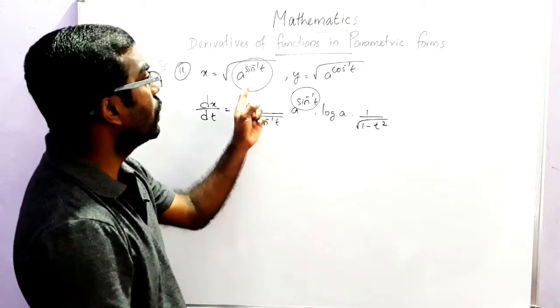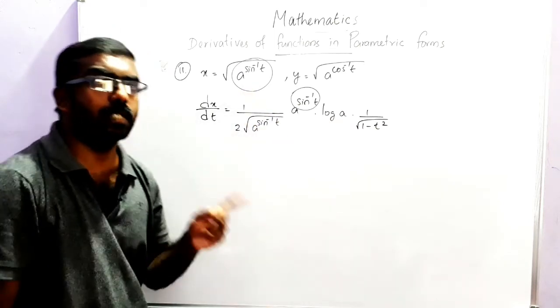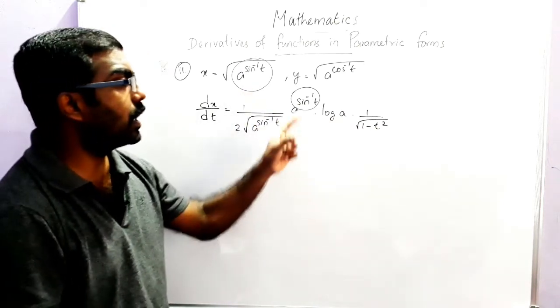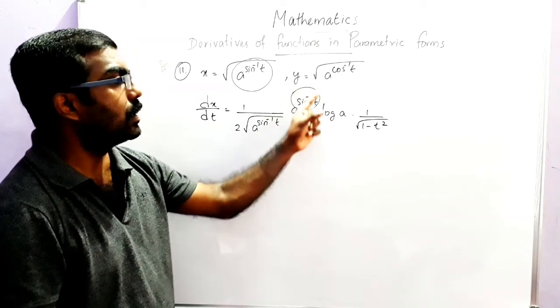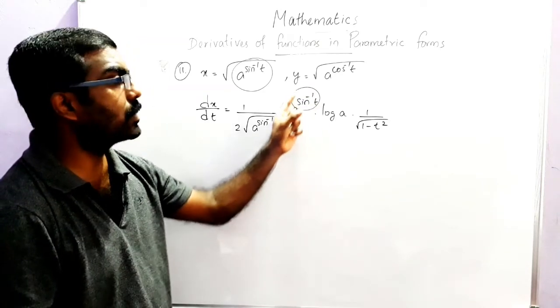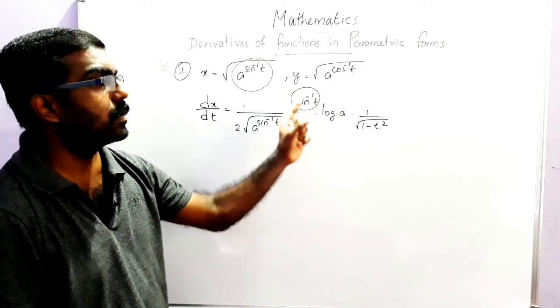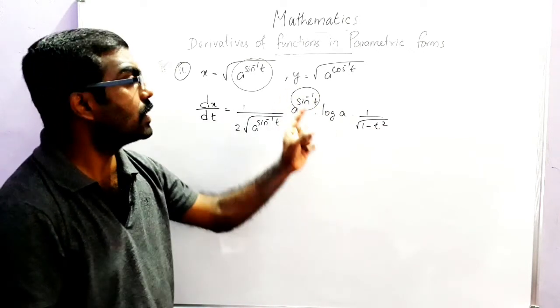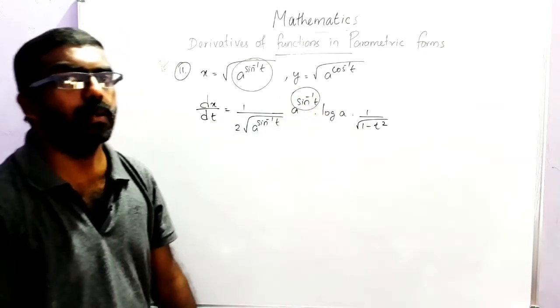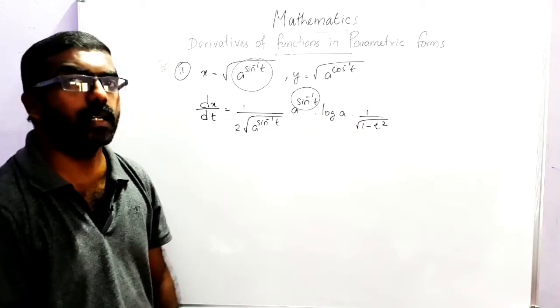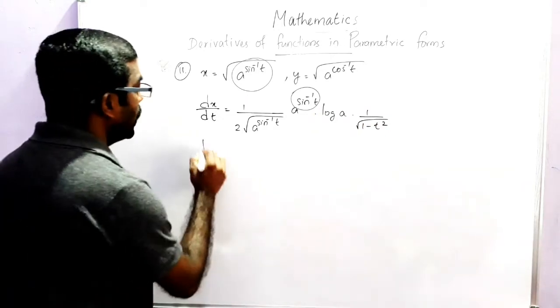That means the derivative of a raised to x is what? A raised to x into log a. But here the problem is it is not x. Instead of x, it is sin inverse t. So again we have to apply the chain rule. Sin inverse t derivative is 1 by root of 1 minus t square. Understood? Now we can find dy by dt.